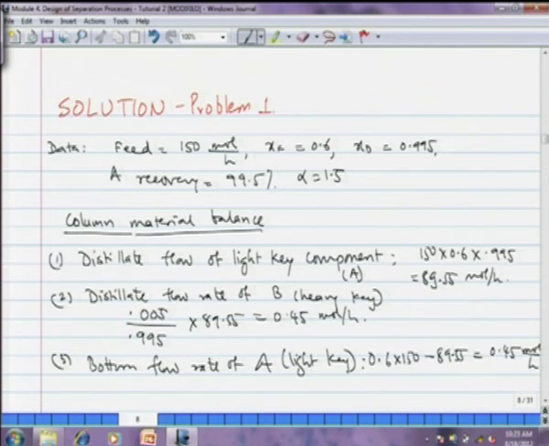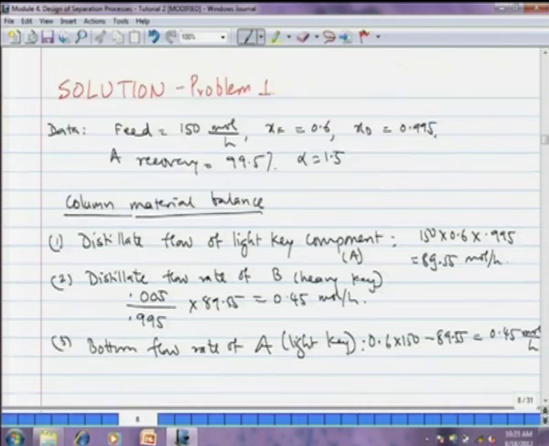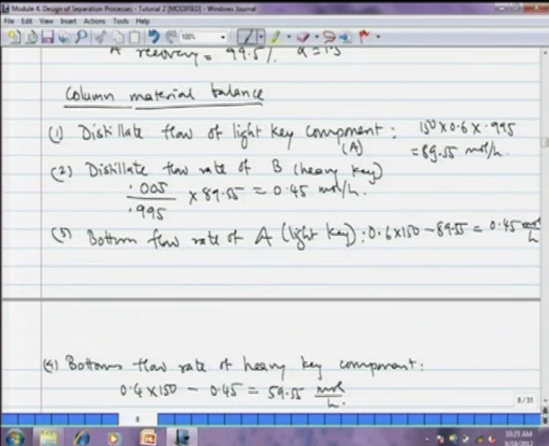The data given is feed, total feed is 150 mole per hour, mole fraction of more volatile component is 60%, XD, the mole fraction of A, the more volatile component in distillate, is 99.5% because purity is 99.5. So, XD is 0.995, percentage recovery of A is 99.5%, alpha equal to 1.5. So, to start with, we do the complete material balance across distillation column.